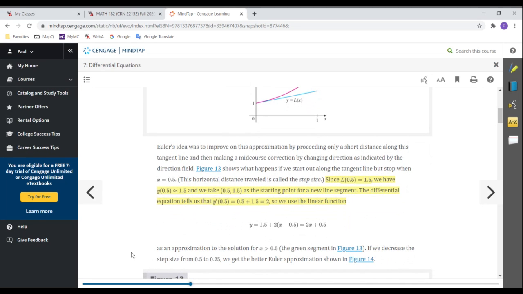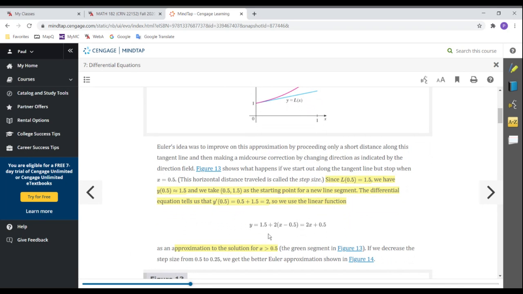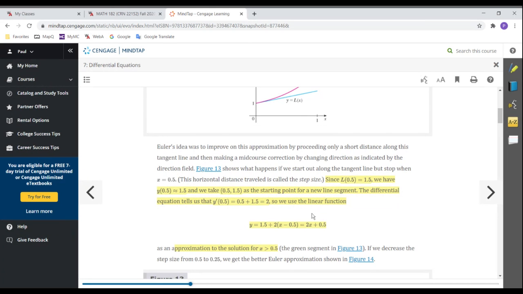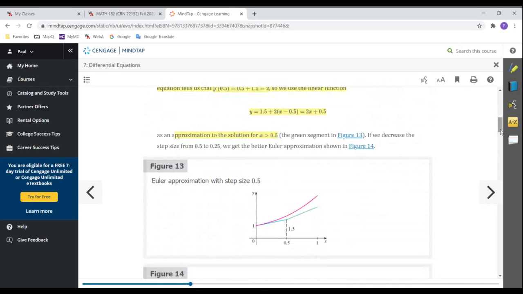Now we can get another linear approximation for a solution that's greater than 0.5, because y minus y1 equals m times x minus x1. That's what they're using here to get the next linear approximation. The next linear approximation would be y equals 2x plus a half. If we go down to figure 13, now you have an Euler approximation where you've moved out 2 steps.